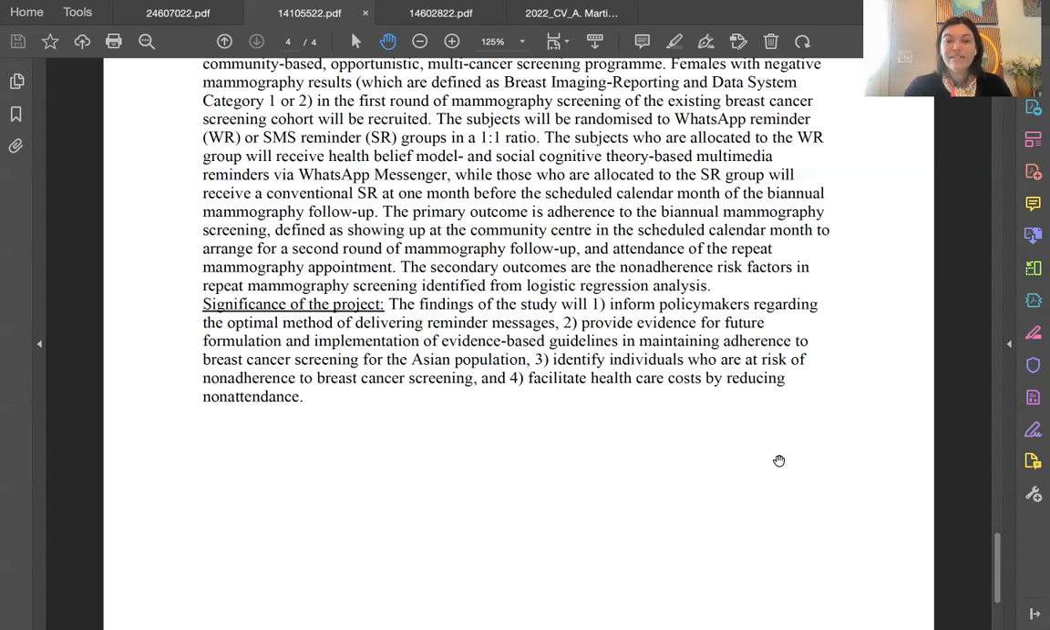Identify individuals who are at risk of non-adherence to breast cancer screening. Sure. In a small, non-generalizable population, yes, I will give you that. That's true. Facilitate healthcare costs by reducing non-attendance. Where was that ever mentioned? Am I supposed to make that mental leap that non-adherence to attendance is a problem at these clinics, and therefore somehow, yeah, I don't know.